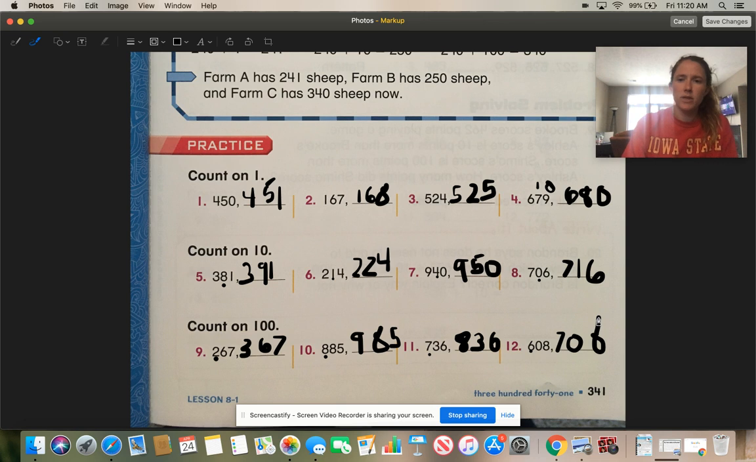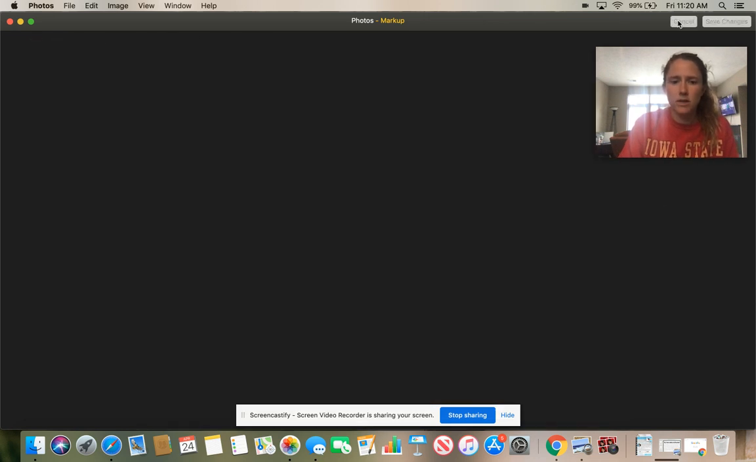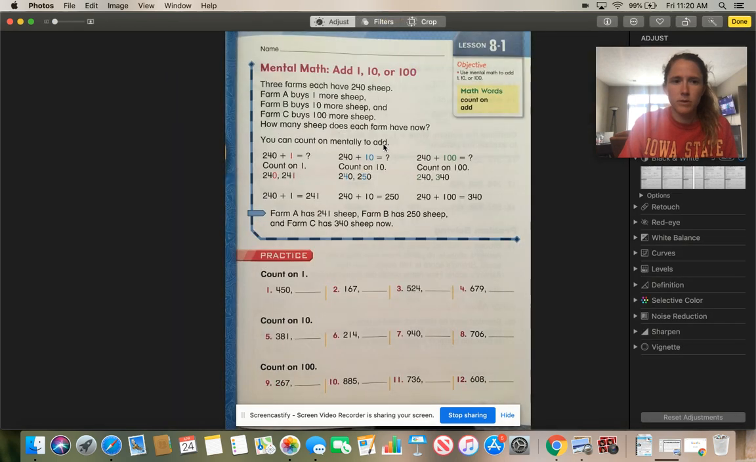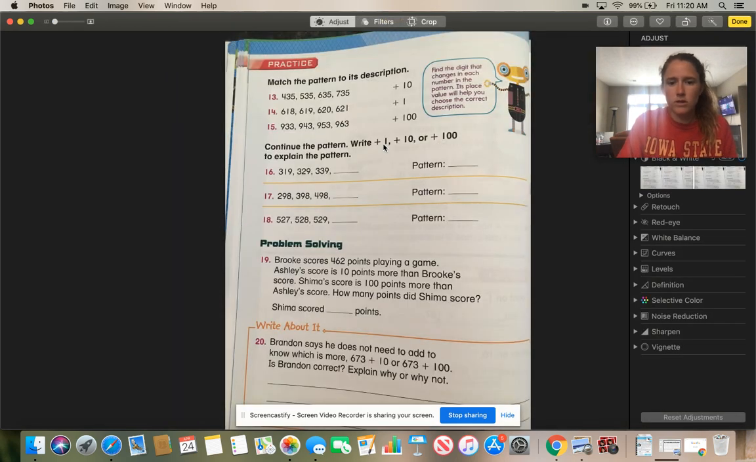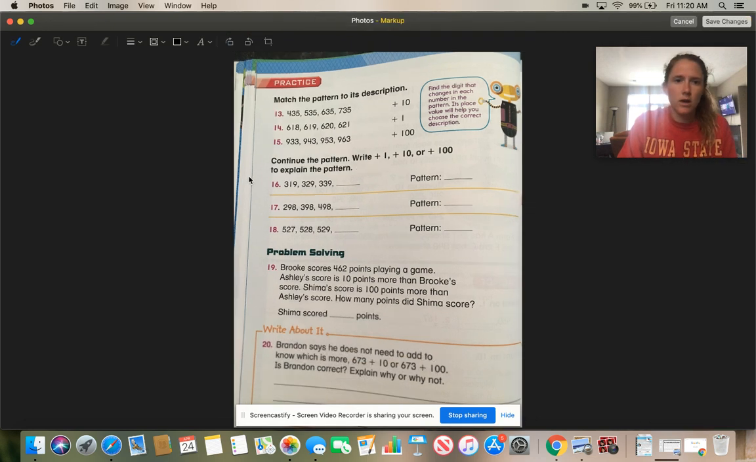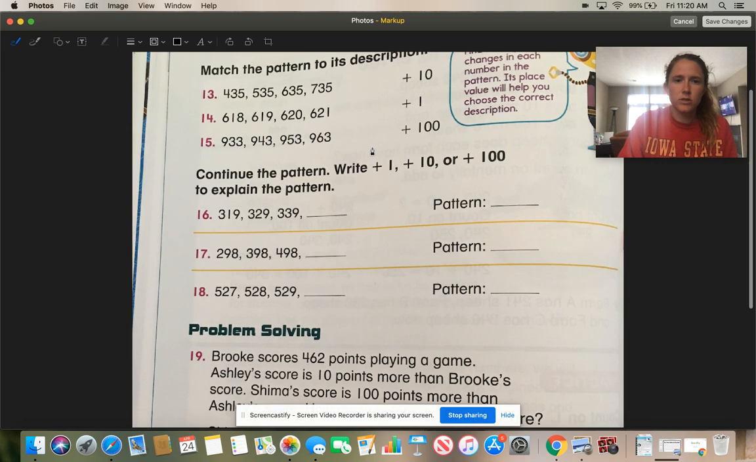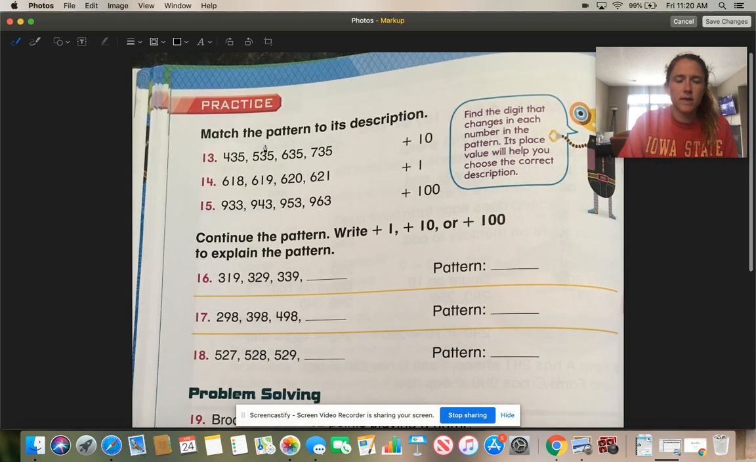We'll go on the back page and we'll do the next page together. Let me get out of this picture and we'll go on to the back. So it says match the pattern to its description. So we have to decide, is it counting up by 10, by 1, or 100?